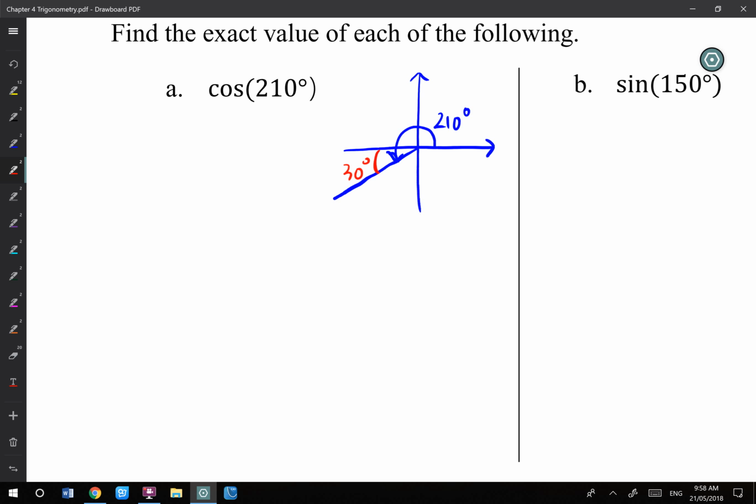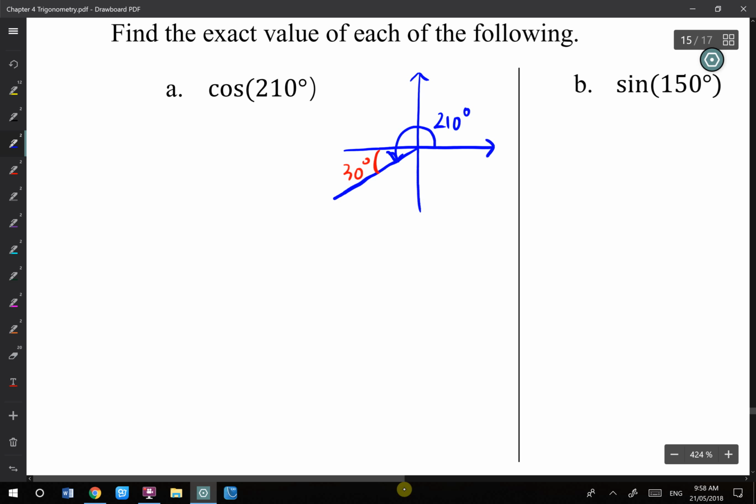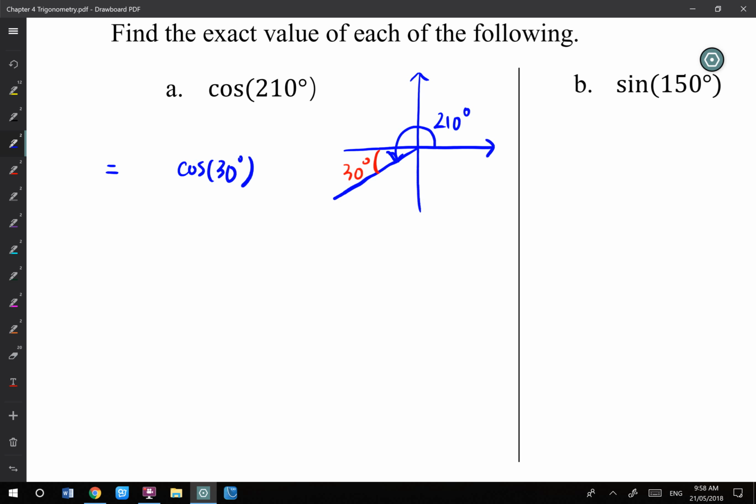So the first step is to replace the actual angle by the reference angle. So what I'll do is, this becomes cosine 30 degrees. Not finished.